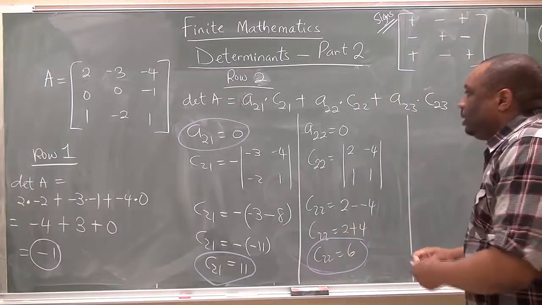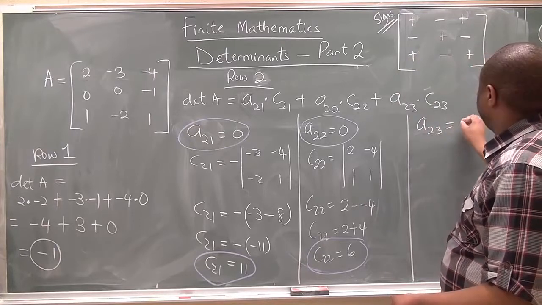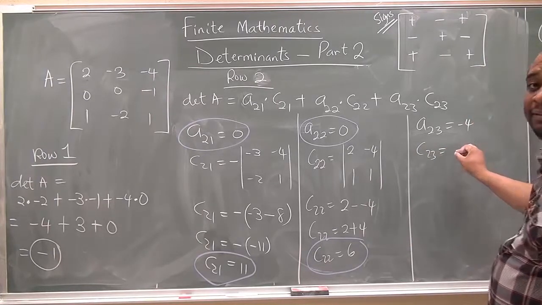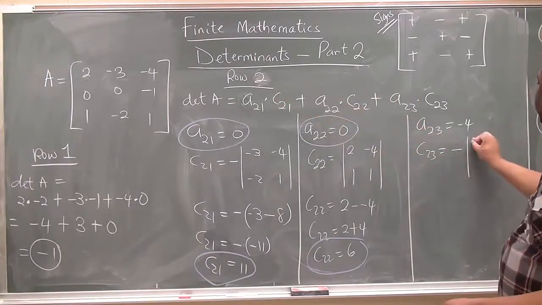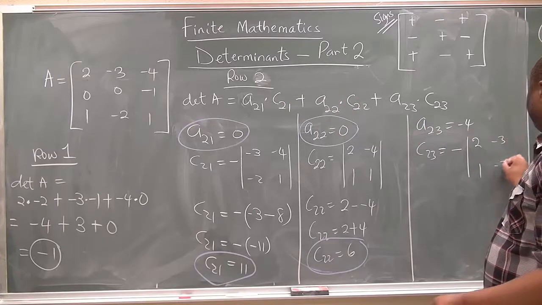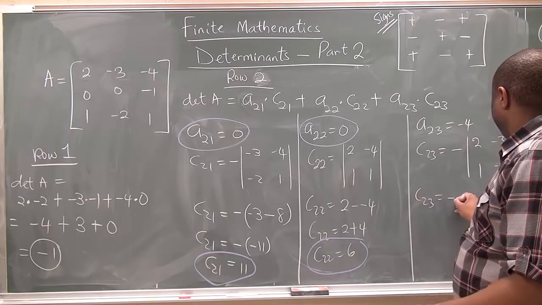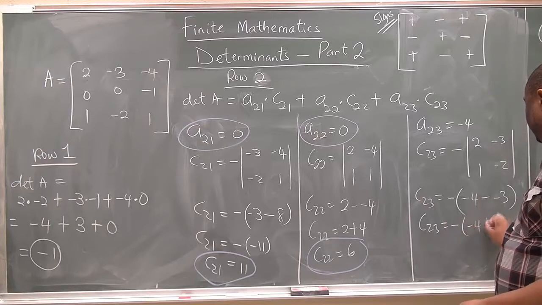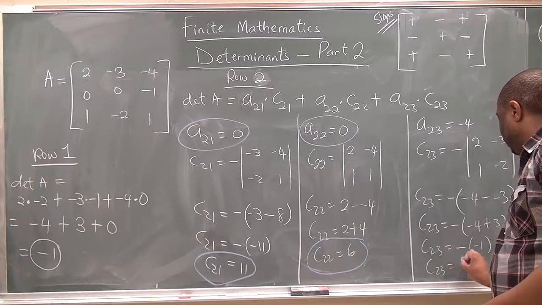Then the next one for row 2, A23 is negative 4. So let's find C23. C23, 2 plus 3 is 5, odd number. So minus determinant 2, 1, negative 3, negative 2. So C23 will be negative, parenthesis, negative 4 minus negative 3, 1 times negative 3. So C23 will be minus negative 4 plus 3. So C23 will be minus negative 1. And C23 will be 1.